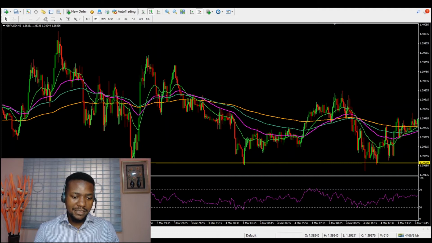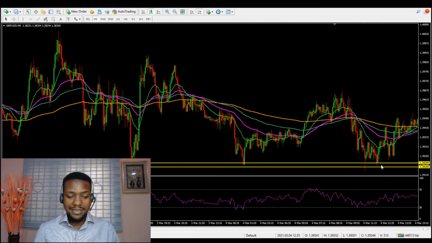This is a typical example of a support line. It is not really one line, it's like an area. It could be from this first yellow line to this second yellow line. It's just an area. And once you can see that the price is bouncing back whenever it gets there, it means it's a very strong support line, which is a good place for you to enter trades.